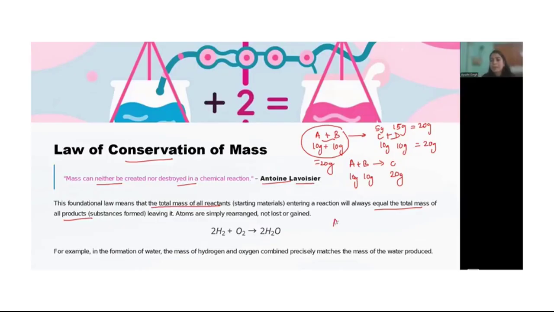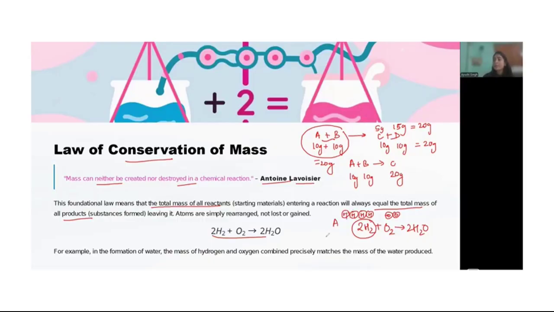For example, let's take this reaction. Here two hydrogen molecules combine with one oxygen molecule to form two water molecules. Whatever amount of hydrogen you have taken, that is going to be hydrogen molecule, hydrogen molecule, hydrogen molecule. And we know atoms cannot be destroyed, otherwise they would lose their essence. And this will be made up of oxygen atoms, this will be made up of oxygen, like this.